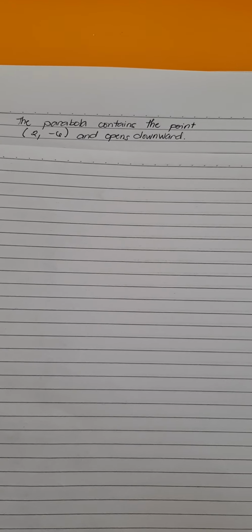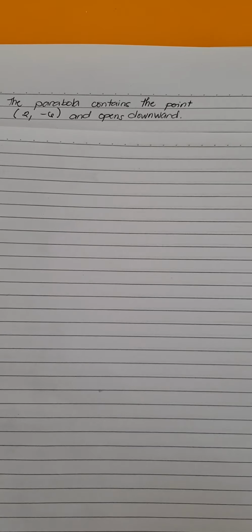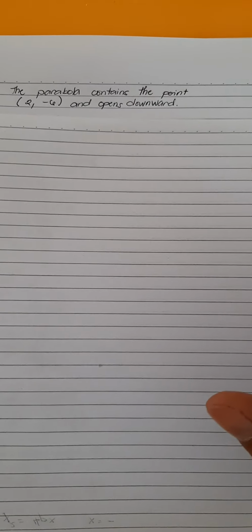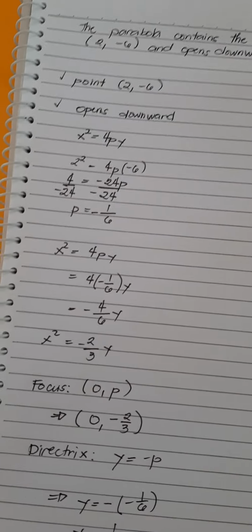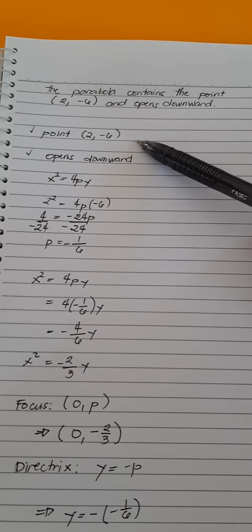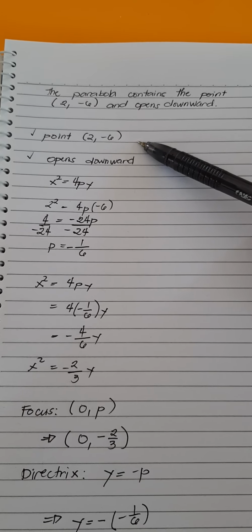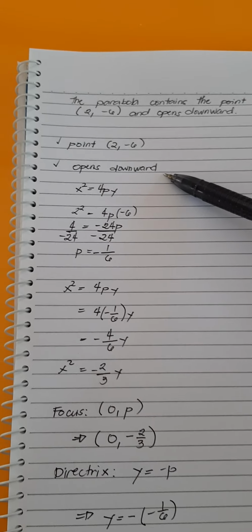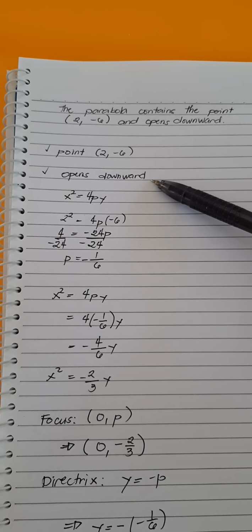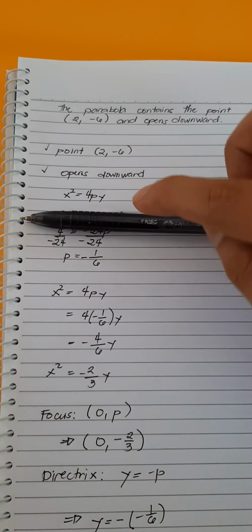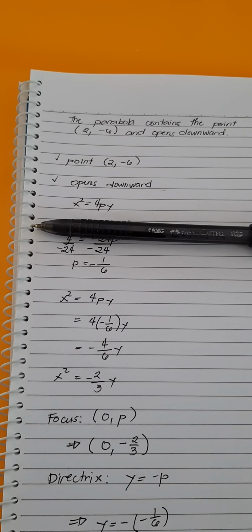So what if we have this condition? The parabola contains the point 2, negative 6 and it opens downward. So if we have this kind of condition, our solution looks like this. We have to take note first of the given conditions from the statement. We have point 2, comma, negative 6, and it opens downward. Since it opens downward, we can directly identify the format of our equation. It looks like x squared equals 4py.